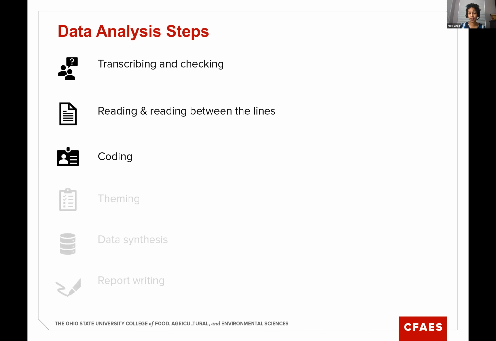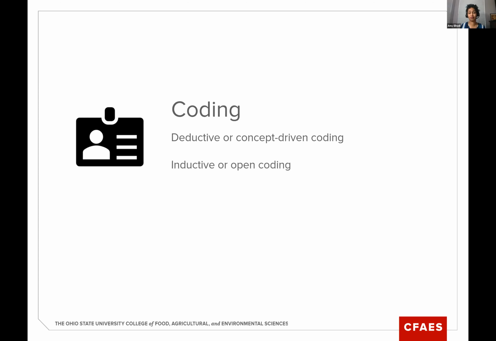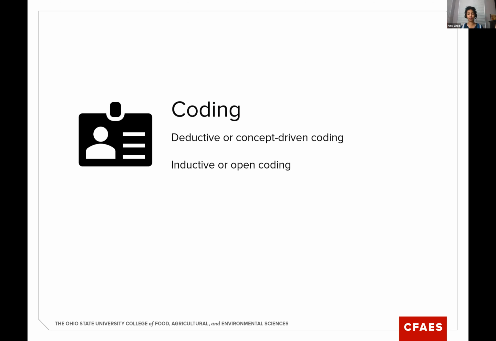The other thing, the main step, I would say, the critical stage, is coding. And coding is basically giving a tag or a name to some amount of data. I'll get through that in a little bit, but you're tagging, you're naming, you're giving meaning to your data. But how are you doing that?